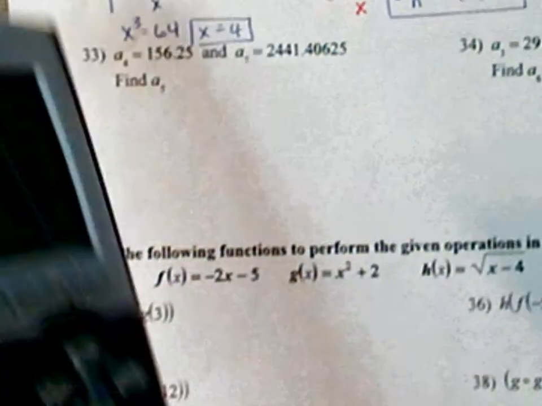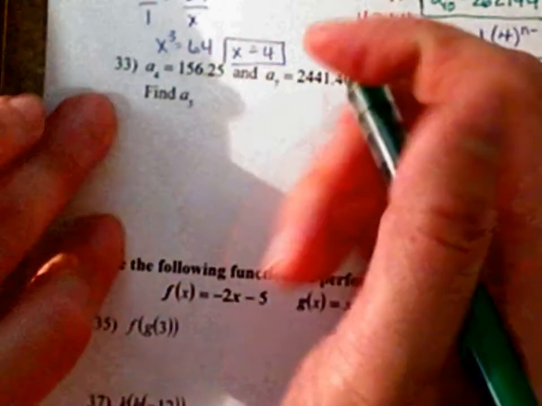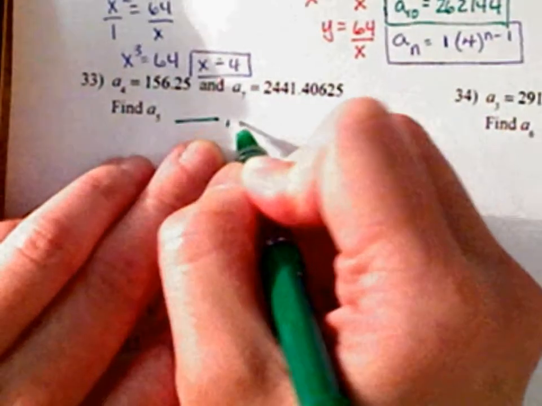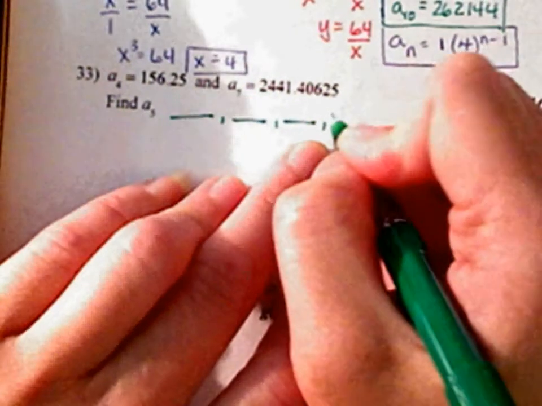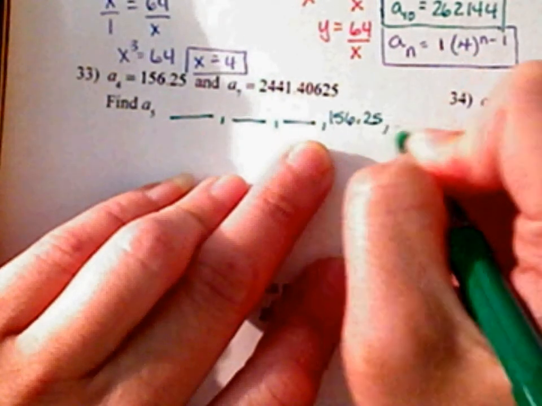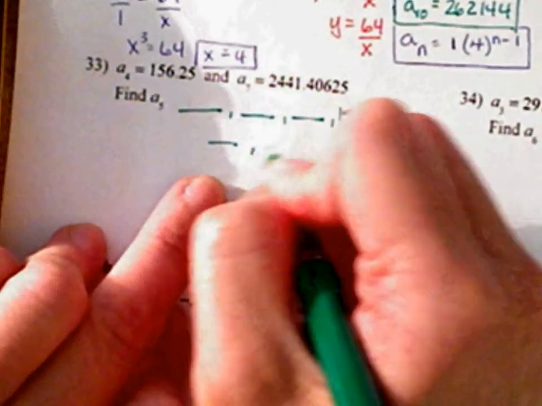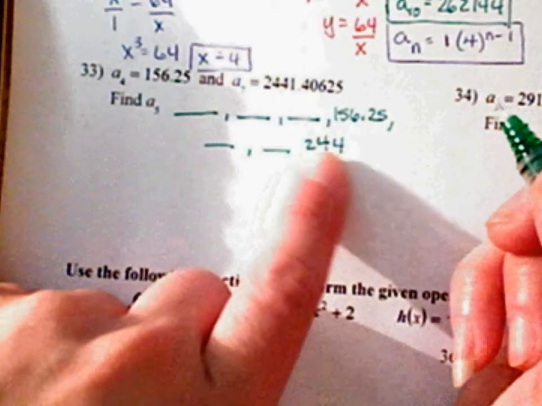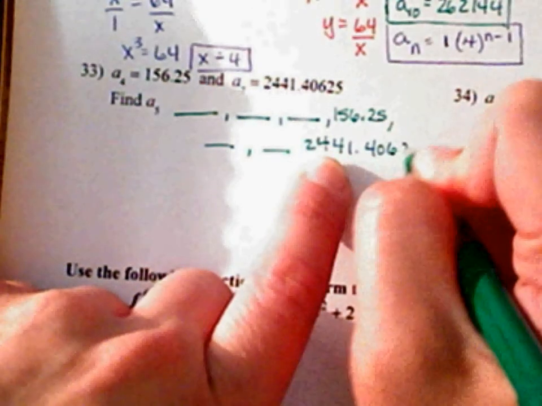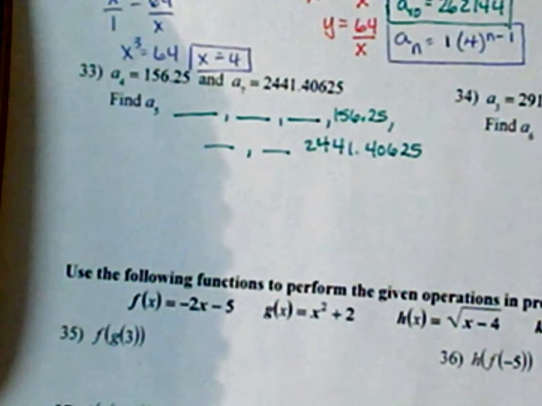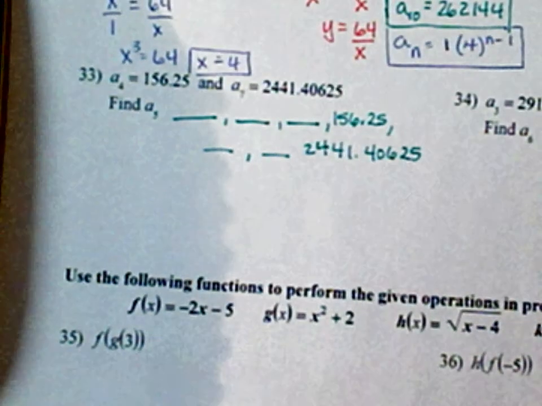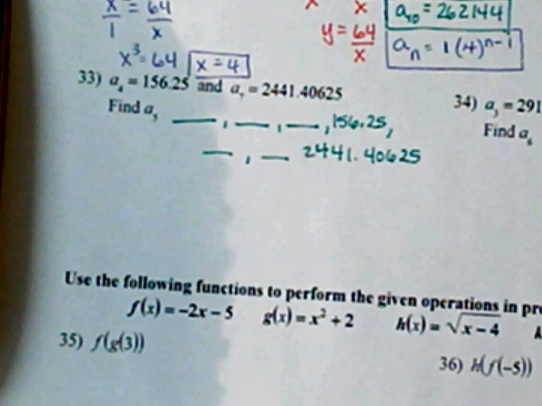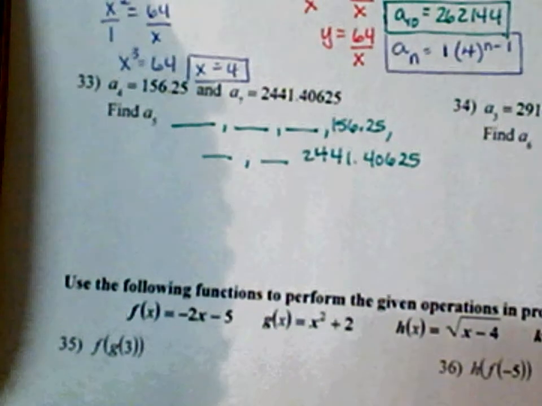Continue on, okay? Got to find that first term, don't we? So we don't know what the first term is. We don't know what the second term is, nor the third, but we know the fourth is 156.25. We don't know what the fifth is. We don't know what the sixth is, but we know the seventh is 2441.40625. All right, here we go. I'm actually going to go get a little paper for this one, in case I run out of room.